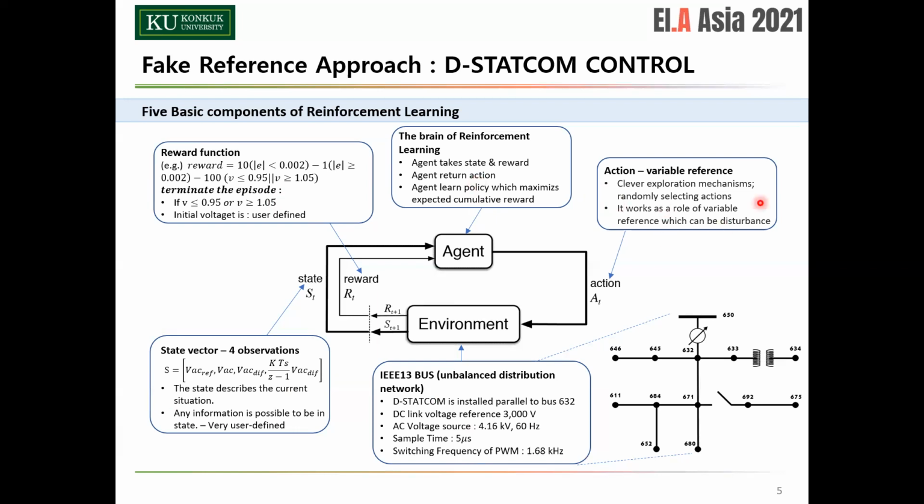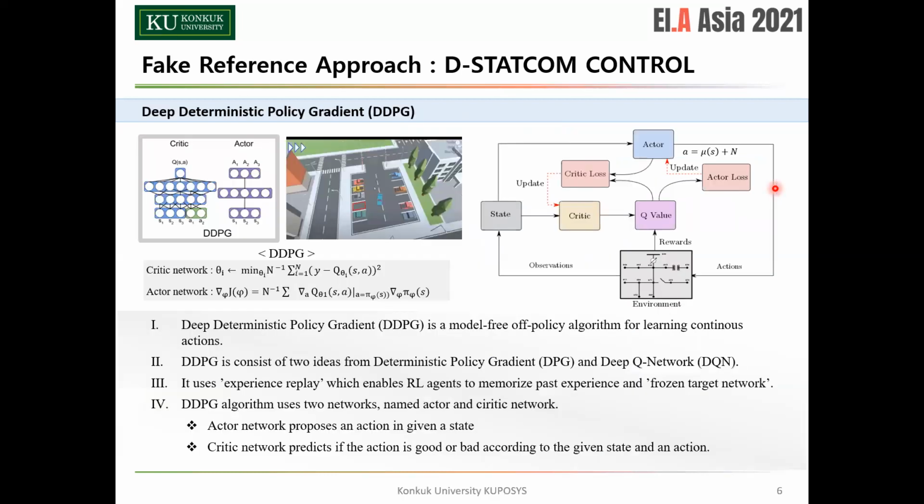So that's this part. And next, I'd like to show more about the deep deterministic policy gradient, the DDPG algorithm. So DDPG is a model-free off-policy algorithm for learning continuous actions. DDPG consists of two ideas from DPG and DQN. It uses experience replay, which enables the agent to memorize past experience, and a frozen target network, and it can operate over a continuous action space.